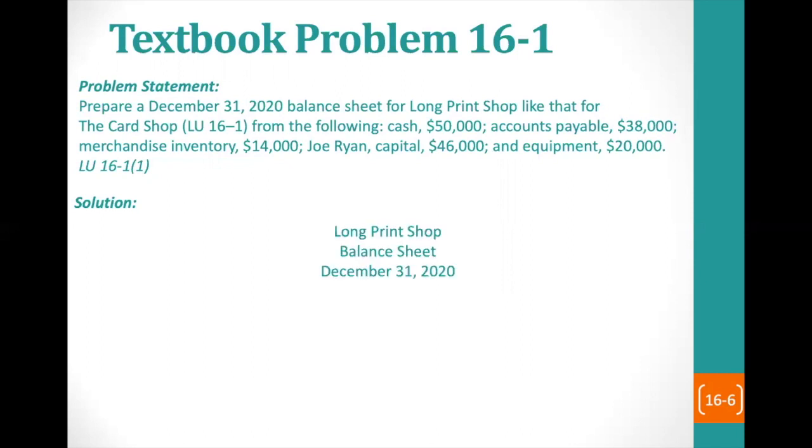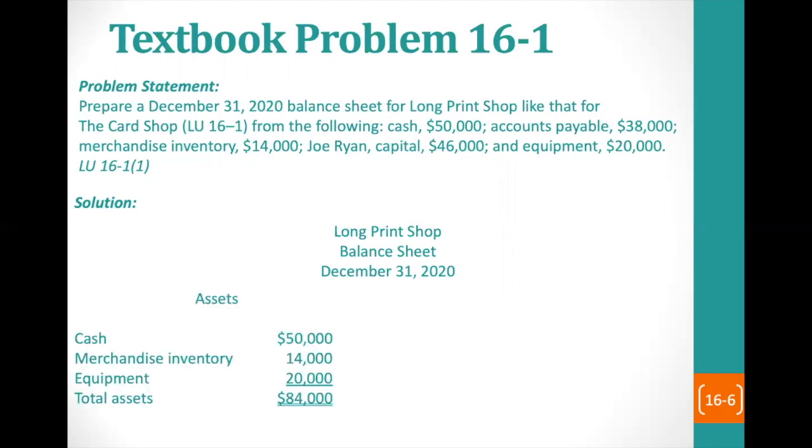So we want to start out with our 3-line header, naming the name of the company, the report we're preparing, and the date of the report. Next, on our asset side, we want to list cash of $50,000, then inventory of $14,000, and equipment of $20,000 for a total of $84,000.